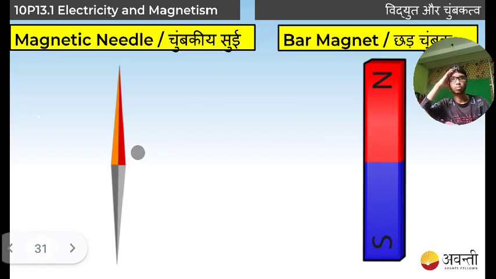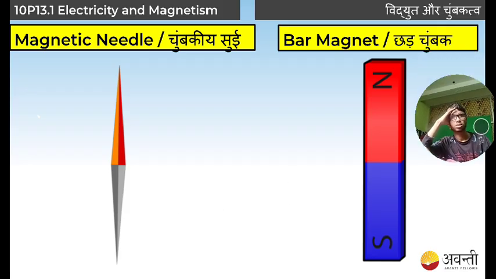Now in this case, both are the same. This is north and this is south. This is north, this is north, and this is south. It's a magnetic needle and it's a bar magnet.